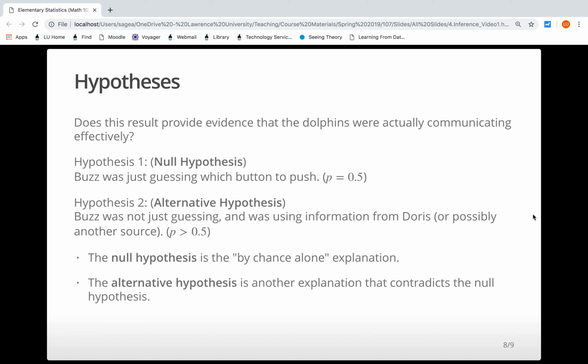If Buzz really was getting useful information from Doris or from somewhere else, then Buzz would have greater than a 50% chance of pressing the right button, so P would be greater than 0.5. We call this second hypothesis the alternative hypothesis. In general, a null hypothesis refers to the explanation that something is happening by chance alone. The alternative hypothesis is another explanation that contradicts this null hypothesis.